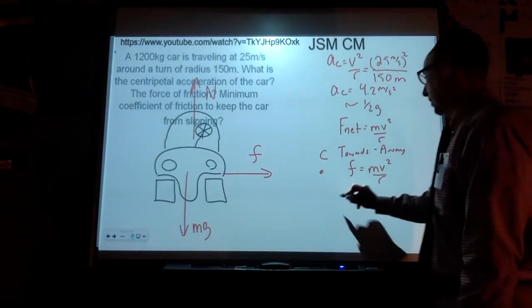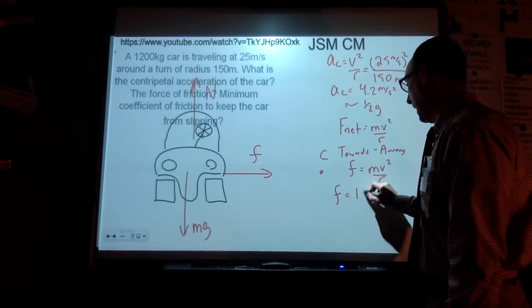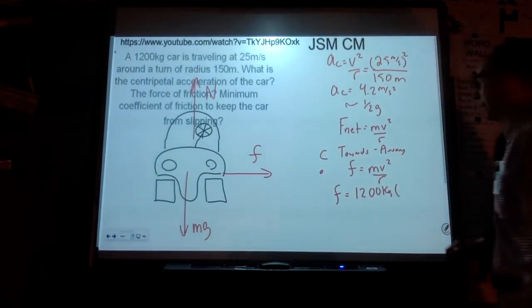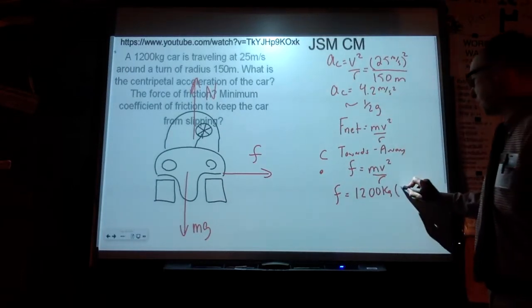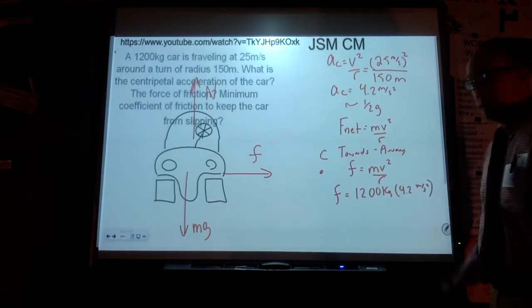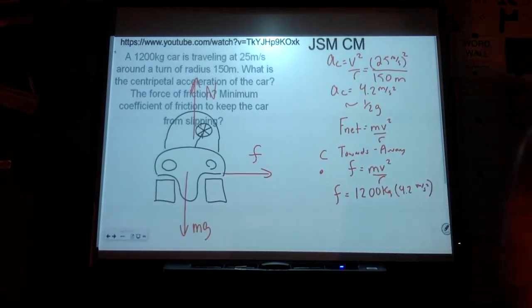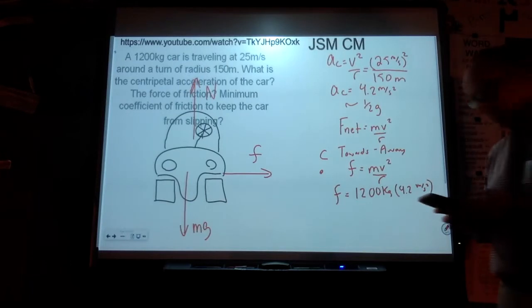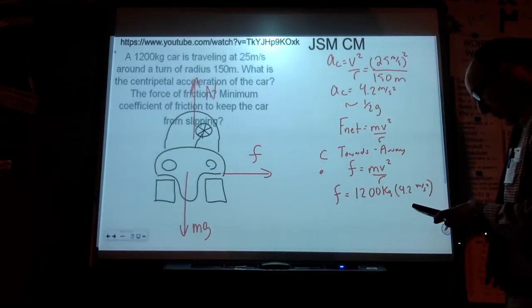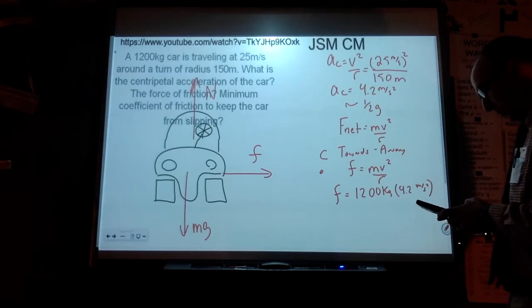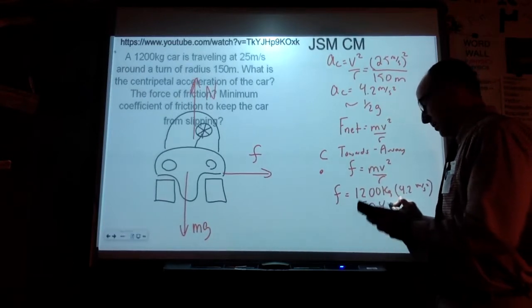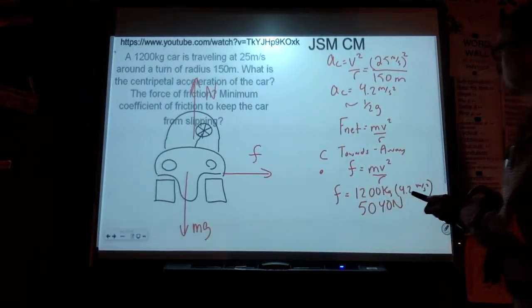So our friction is going to be equal to our mass, which is 1,200 kilograms. We already figured out what our v squared over r was, which was 4.2, or 4.16. So I can just plug that in as my v squared over r. All right, so this is giving me 5,040.